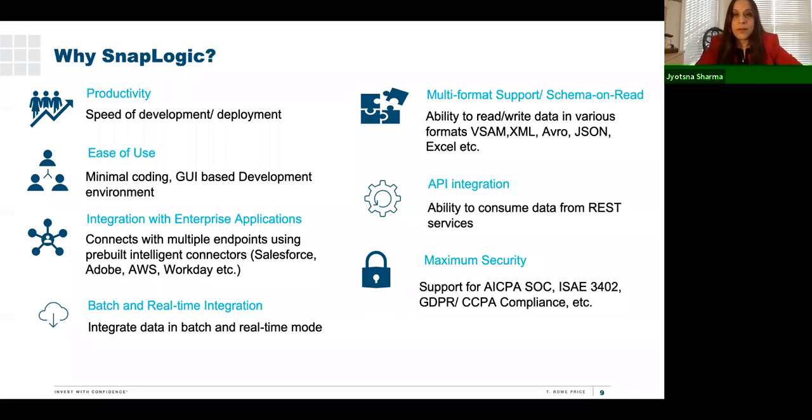Productivity and speed of development is critical, right? So like I said earlier, the ease of use, the low code, no code development really made it easier for people with varying skill sets to adopt the tool quickly and increase productivity and speed to market. We don't need an army of developers to bring about automation. We can do more with the same set of resources.